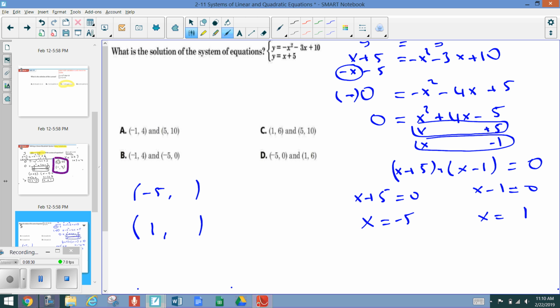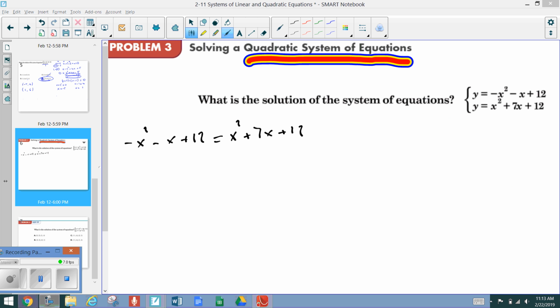Do I need it? Negative 5 and 1. Negative 5 and 1. Negative 5, negative 1, this is not right, so we don't need it. Negative 5 and this is positive 5, so it's gone. So the answer is D. You just need to plug those back into y. Negative 5 makes 0. And when I plug in 1 here, 1 plus 5 equals 6, which also satisfies.